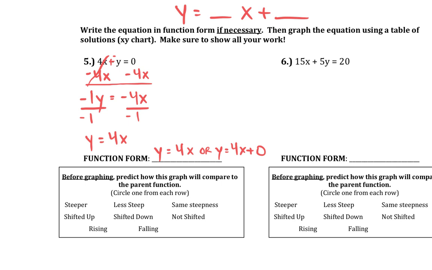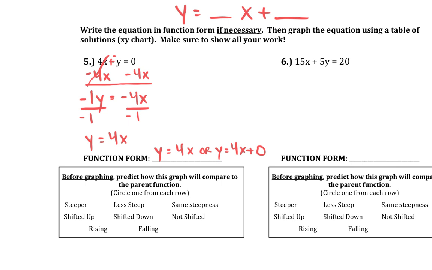I got the equation written in function form, and you write it there on the line. The next thing you're going to do, before you graph, before you make your XY chart or anything like that, is make some predictions. If you remember before spring break, we did that searching for patterns activity, and we talked about what makes a line steeper, what makes it less steep, what makes it shift up, what makes it shift down, what makes it rise, what makes it fall. So you are going to make some predictions. Just so you know, you are not getting graded on your predictions. It's just a completion grade that you try. You need to do this step, but this is not part of your grade.